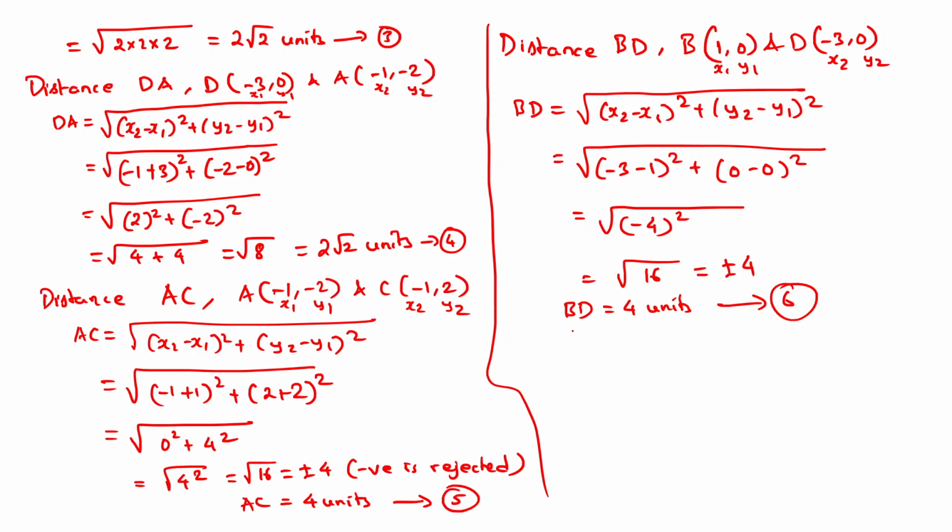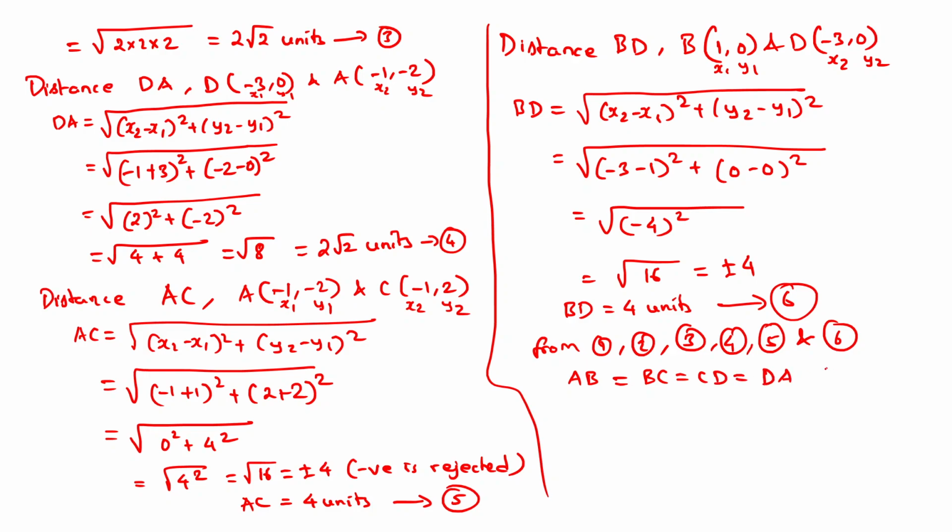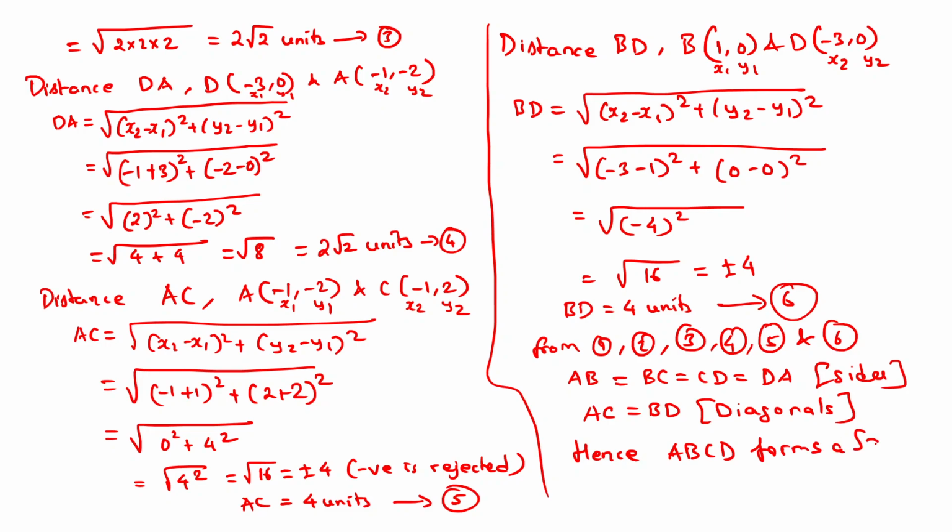Now we have concluded that from equations 1, 2, 3, 4, 5 and 6, the sides AB is equal to BC equal to CD equal to DA. All sides are equal. And also the diagonals, AC is equal to BD. Hence, we can say ABCD forms a square. This is a square type of quadrilateral.